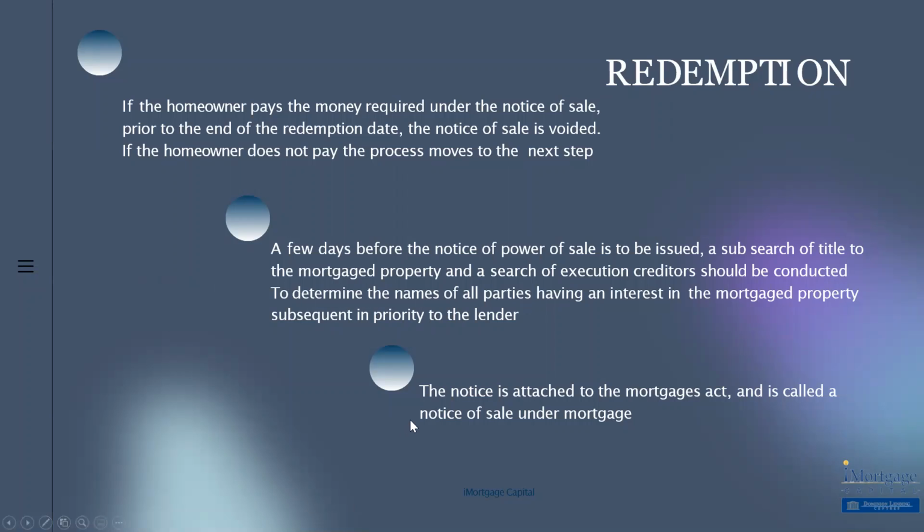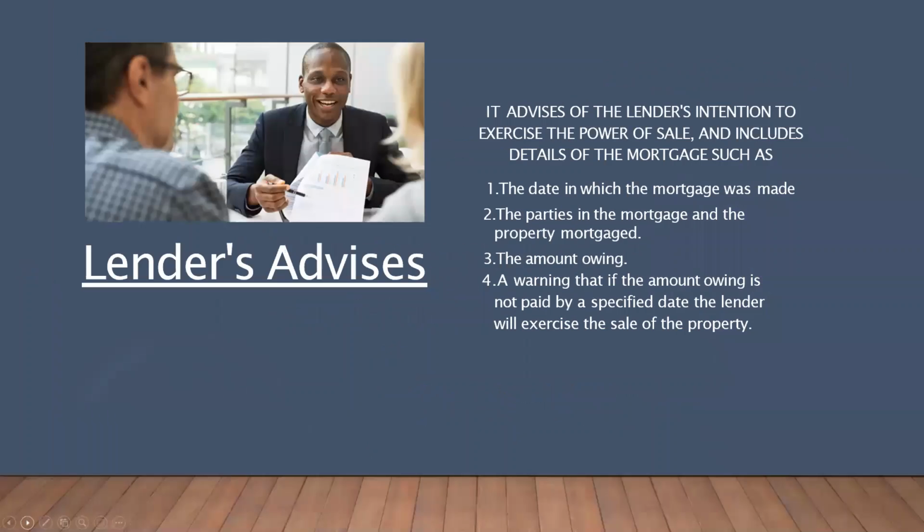So the notice is attached to the Mortgage Act, and this is called the Notice of Power of Sale. The lender is going to advise you that they have an intention of exercising the power of sale, and they're going to put stuff such as the date that the mortgage was made, the parties in the mortgage of the mortgage property, the amount owing, and a warning stating that if the amount is not paid by a specific date, they will exercise the sale of the property.